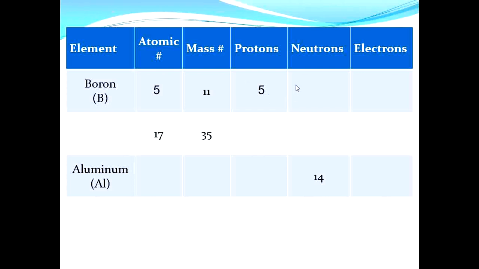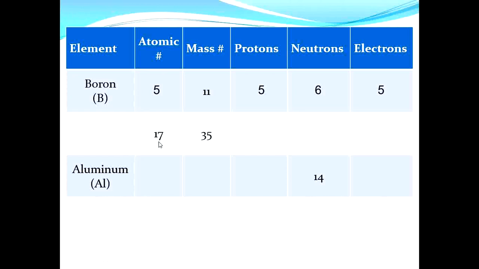Remember that if it has 5 protons, in a neutral atom, and this one is neutral, then what other information do we know? We know the electrons. So 5 protons is equal to 5 electrons. And how do we figure out the neutrons? Well, protons plus neutrons is equal to the mass number, right? So we can look at it as mass number minus the protons will give us the neutrons. So 11 minus 5 is equal to 6.